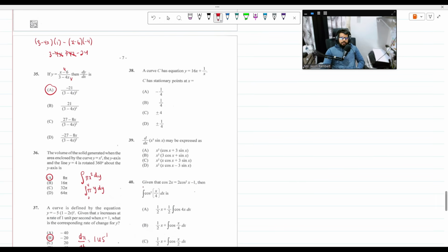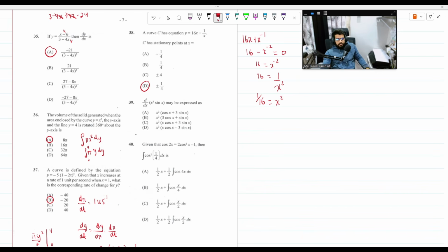Alright, this is a repeat question. The answer for this is definitely plus or minus a quarter. So we're going to get 16x plus x to the minus 1. Differentiating, 16 minus x to the minus 2 and put it equal to 0. So we're going to get 16 is equal to x to the minus 2. 16 is 1 on x squared. 1 on 16 is x squared, and so on. Square root, plus or minus a quarter.